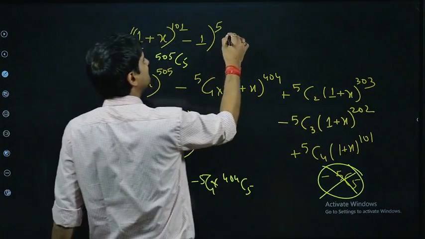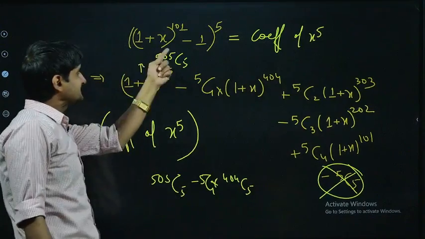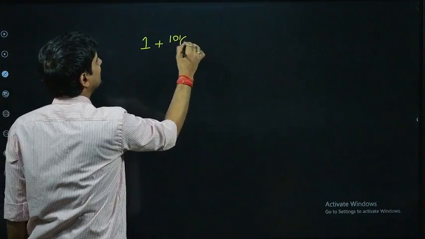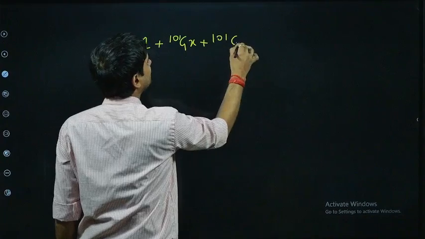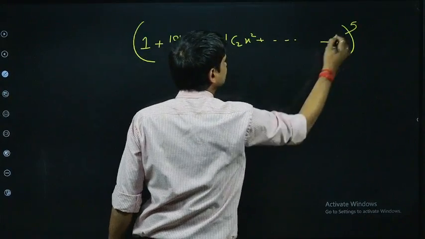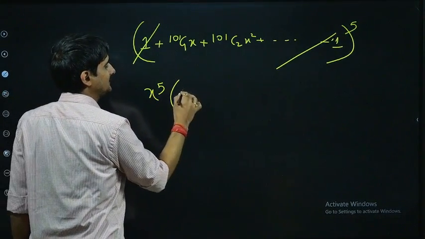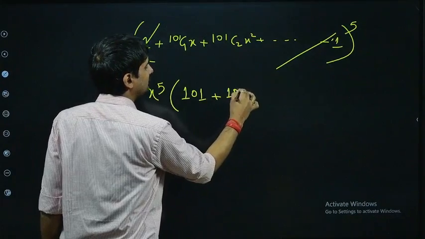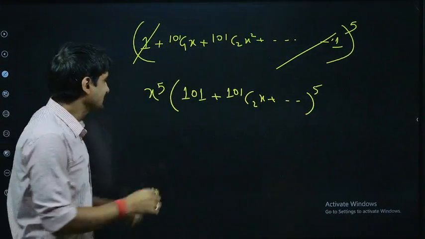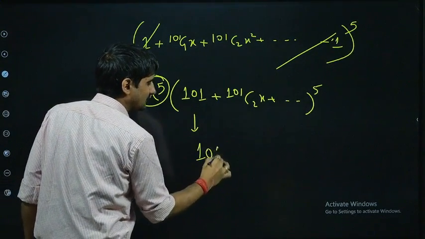Now what does that mean? That means in this expansion the coefficient of x raised to the power 5 is our answer. Now just expand this term. When you expand it, you get (1 + 101C1 x + 101C2 x squared + ...) minus 1, whole raised to the power 5. The 1 and minus 1 are gone, so x is common, x to the power 5 comes out, and this is (101 + 101C2 x + ...) whole raised to the power 5. So in this expansion we already have x raised to the power 5, and the coefficient will be 101 raised to the power 5.